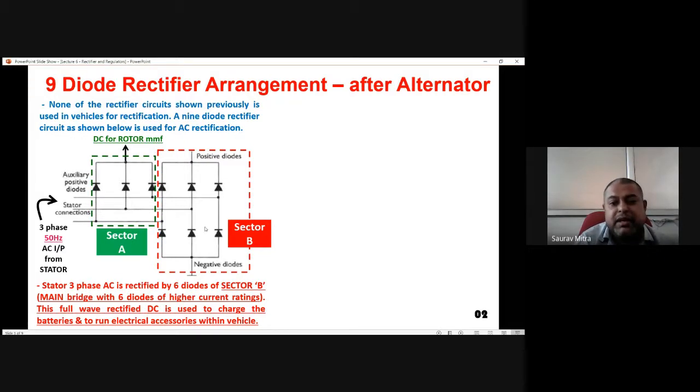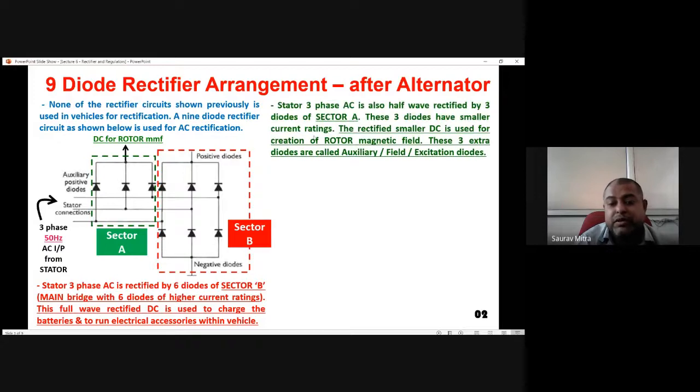So the sector B output DC is going for charging the battery, but where is the sector A output going? If you remember, I told you that the generator or alternator is actually using Fleming's right hand rule. So what is Fleming's right hand rule?